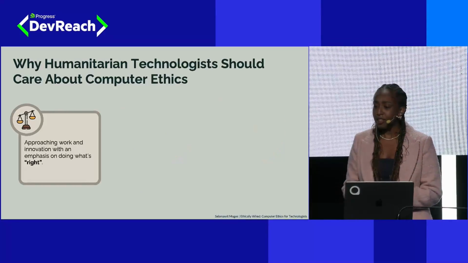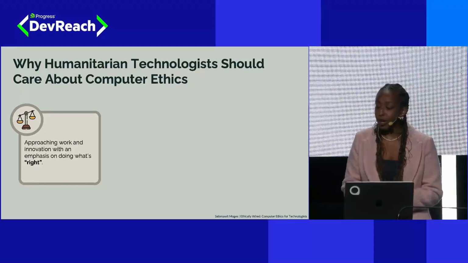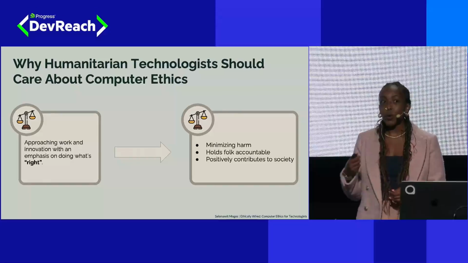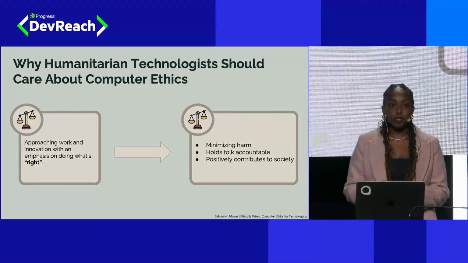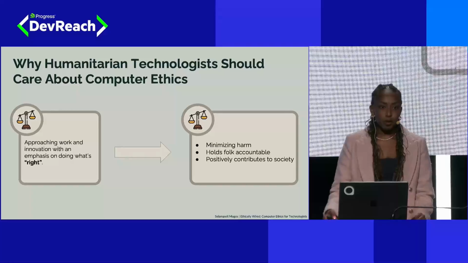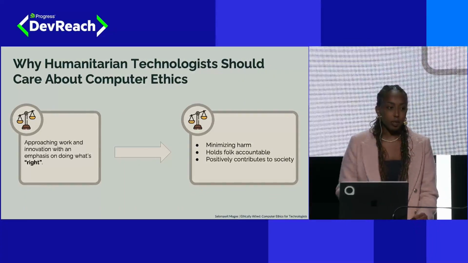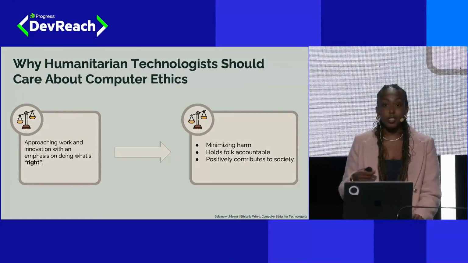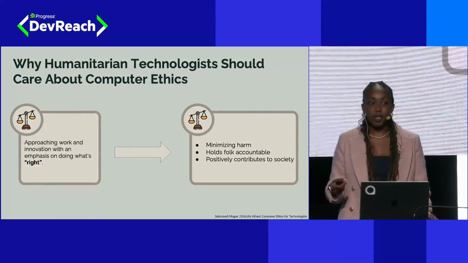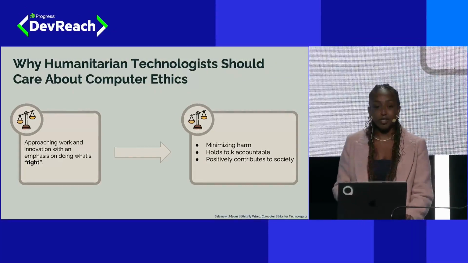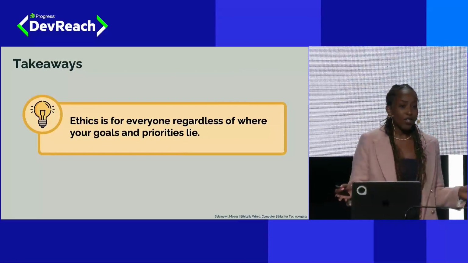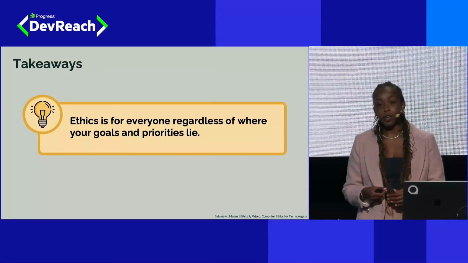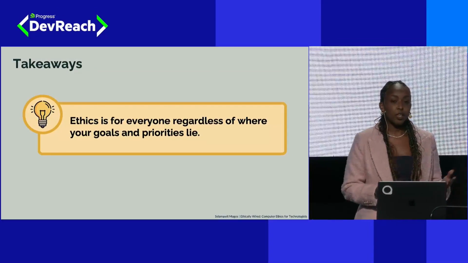Now, lastly, let's say you're the type of technologist that just cares about doing what's right. Well, computer ethics should definitely matter to you for minimizing harm, holding folks accountable, and positively contributing to society. Ultimately, caring about doing what's right means taking a thoughtful and responsible approach to the use and development of technology. Integrating computer ethics into your decision-making process reflects your commitment in creating a more compassionate technological landscape. All this is to say that ethics is for everyone, regardless of where your goals and priorities lie, whether you resonated with one of the archetypes or a little bit of all three.